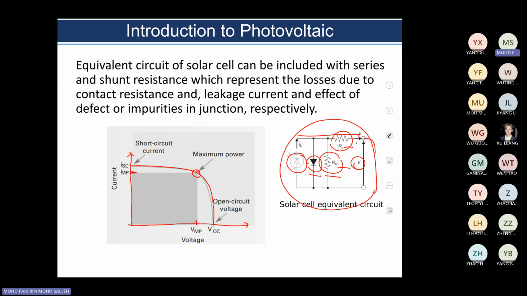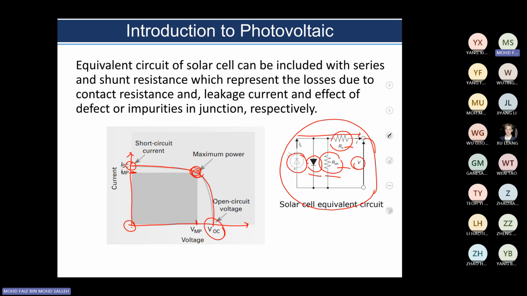If you open the circuit, you will have the maximum voltage, but the current may not flow. That one we call the VOC. If you close the circuit, the voltage will be 0, but you will have the maximum current. But the maximum power is obtained at this point. So this is the characteristic of the solar cell.